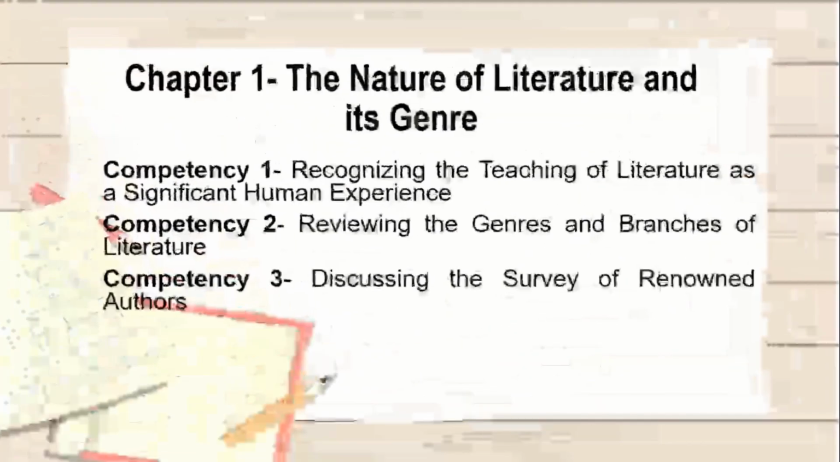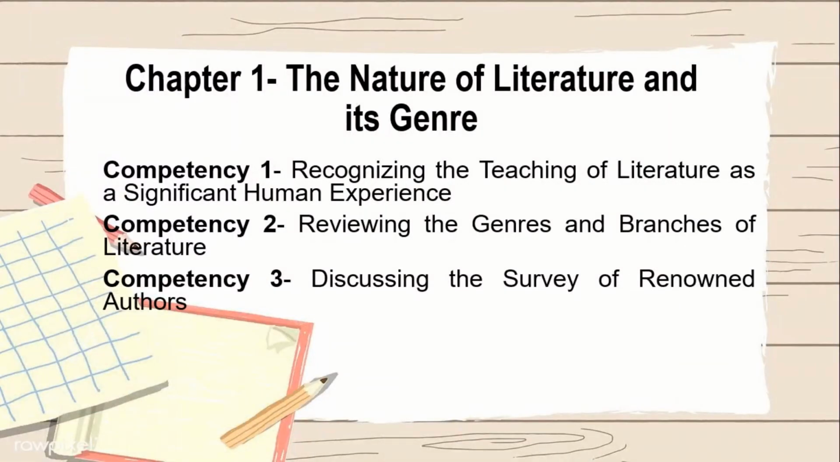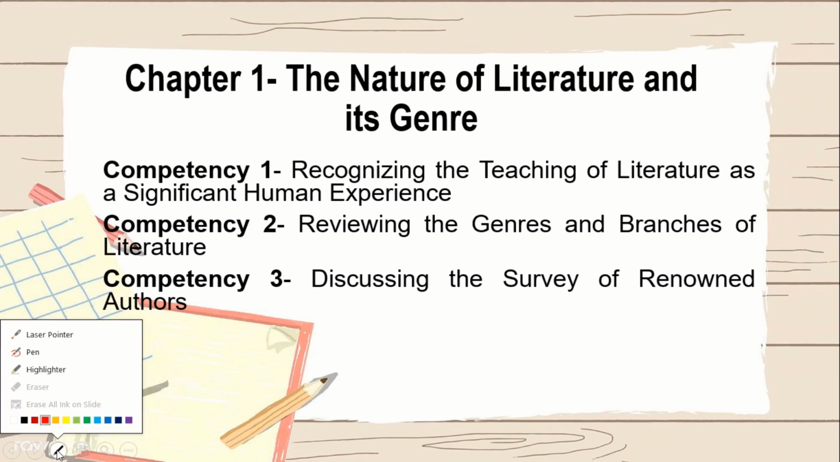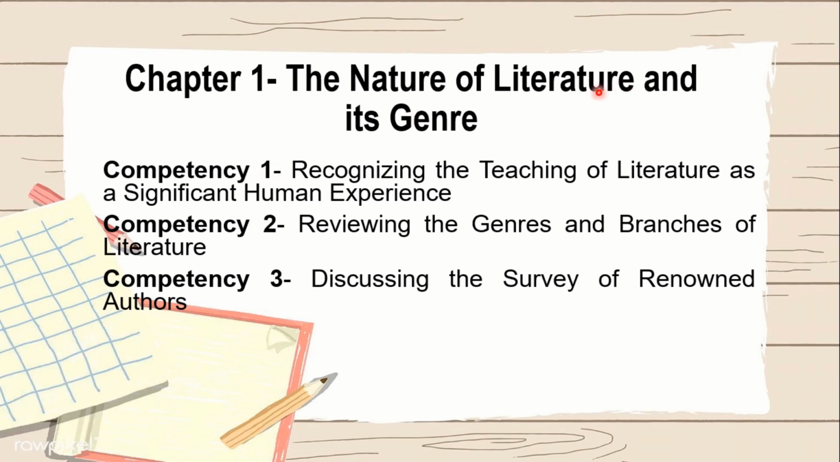This subject contains 4 chapters, and each chapter has 3 or 4 lessons based on the following competencies. Here, we have chapter 1, the nature of literature and its genres. Competency 1 is recognizing the teaching of literature as a significant human experience. Competency 2, reviewing the genres and branches of literature. Competency 3, discussing the survey of the renowned authors.